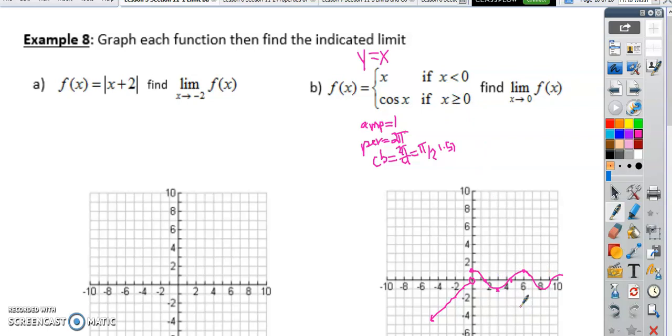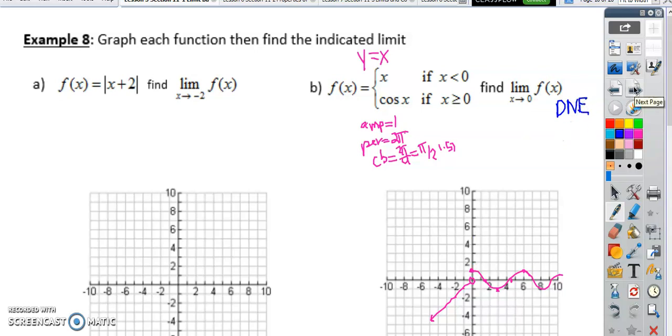So anyway, there's my graph, and it says use that graph to find the limit as x approaches 0. If it doesn't tell me which side to come from, then I'm looking at both sides. From the left, it's going to 0 on my line. From the right, it's following cosine up to 1. 0 and 1 do not match up, so the limit does not exist.